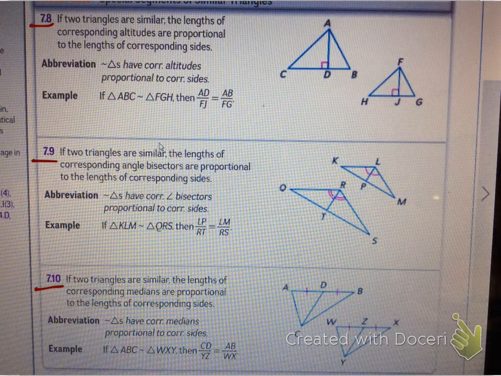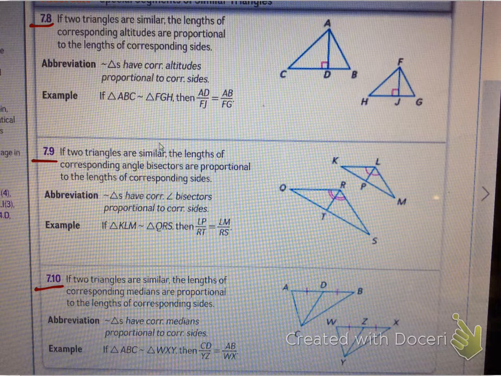So the first one. If two triangles are similar, the lengths of corresponding altitudes are proportional to the lengths of corresponding sides. If two triangles are similar, the lengths of the corresponding angle bisectors are proportional to the lengths of the corresponding sides. If two triangles are similar, the lengths of the corresponding medians are proportional to the lengths of the corresponding sides. Okie dokie, what does all that mean?